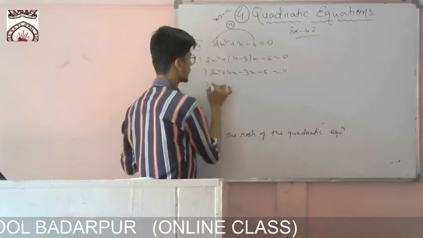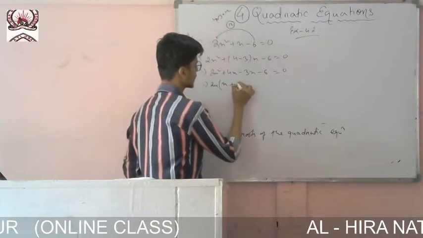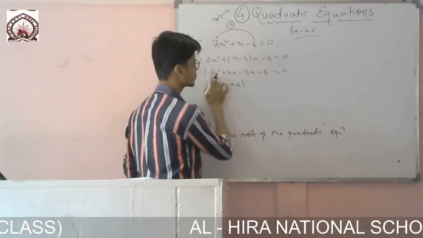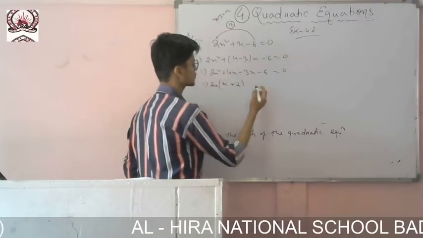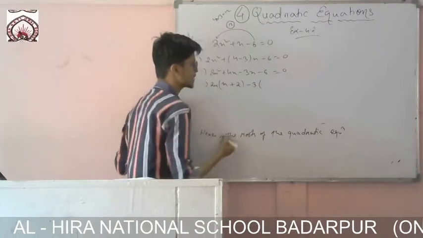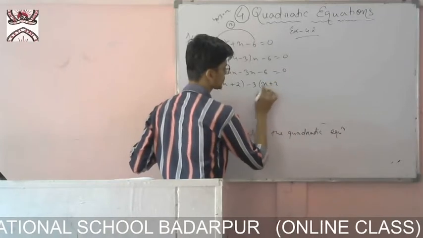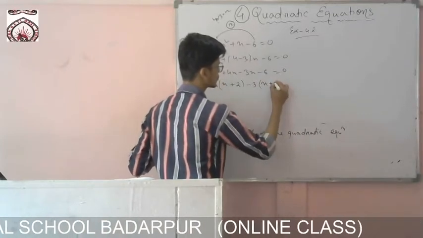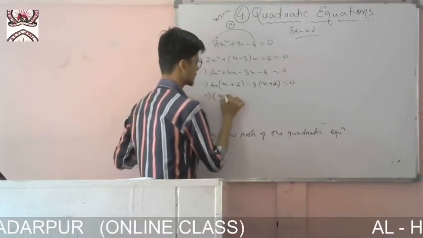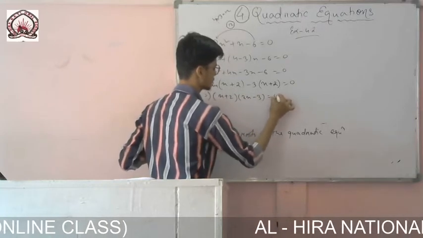So 2x will be common. So after taking 2x, there are only x left and there are only 2 left. 2 into 2x into x, that is 2x square, 2 2s are 4 and x is there, so 4x, and there minus 3 will be common. So if I take minus 3 common, they are left x and they are left plus 2, 3 2s are 6 equals to 0. So it will be x plus 2, it is common, and there are twice x minus 3 equals to 0.